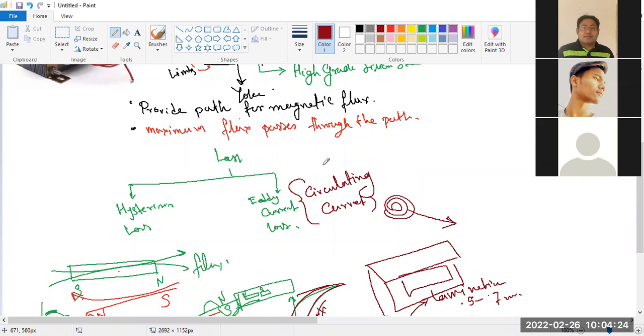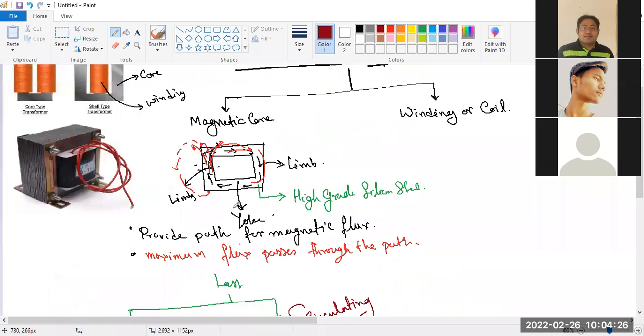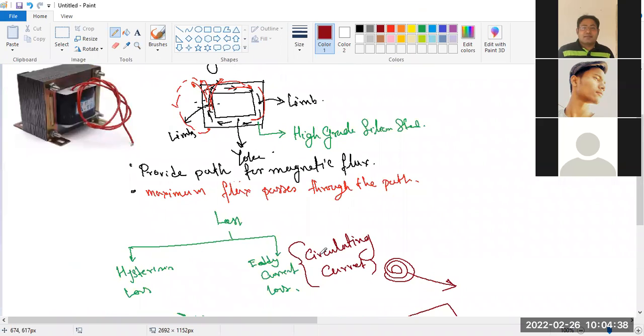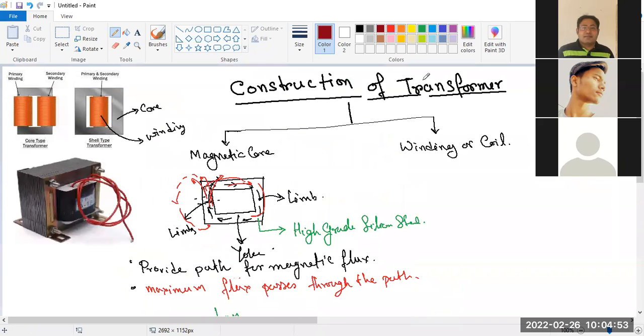But from where is it produced? It is produced in this core by the flow of current. So it is a loss because we can't utilize this current. Whatever is not utilized but is drawn from our input source will be a loss. So this is called the eddy current loss. Eddy current losses occur in the core material.